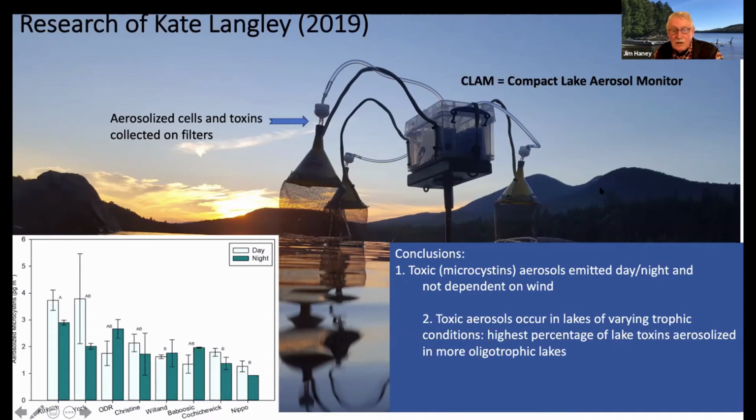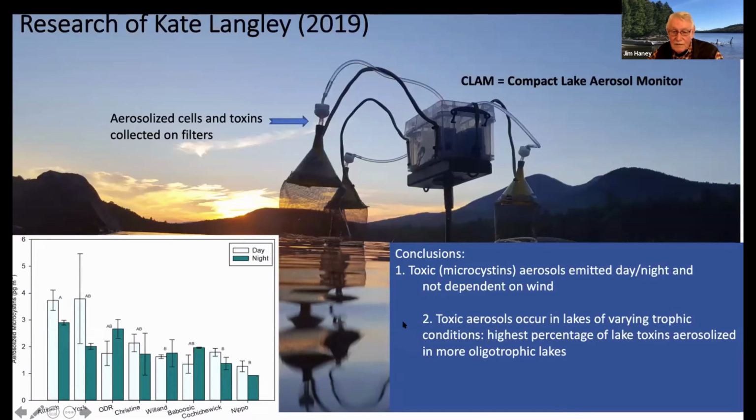What she learned from that is that in the 8 to 9 lakes that she looked at, she did both day and night studies in all of the lakes. She found that they were toxic, both the microcystins as well as the cells were being emitted both day and night. In some cases the cells were actually generally higher in numbers at night, and they weren't really dependent upon the wind. So we have aerosolization going on, but it's not a wind event.